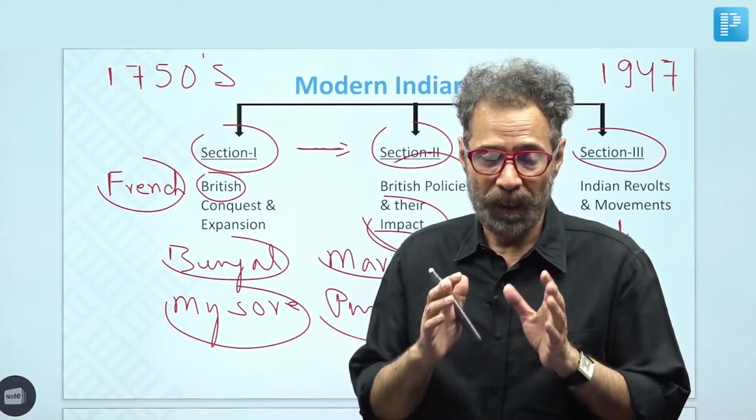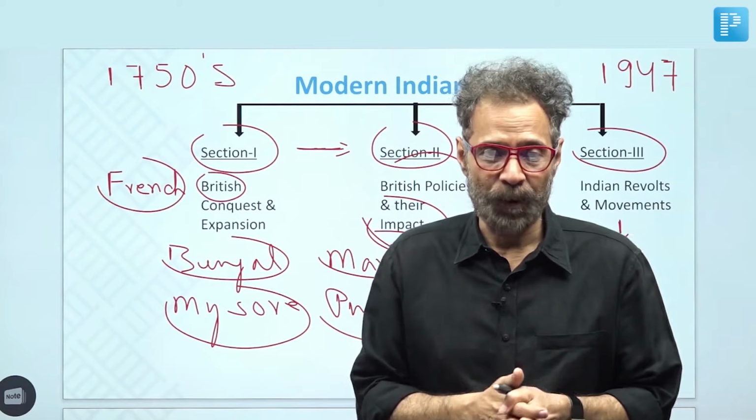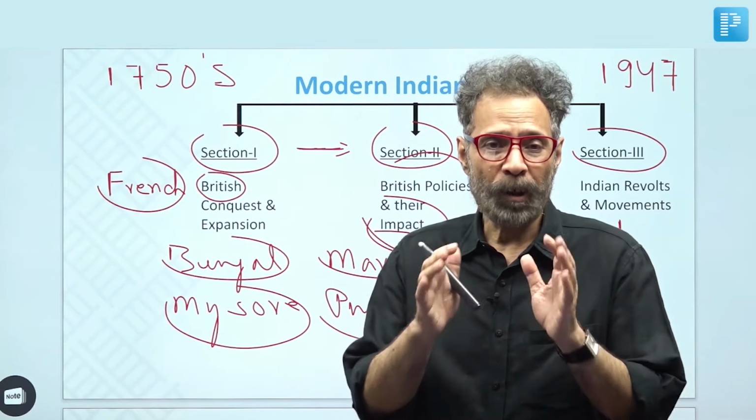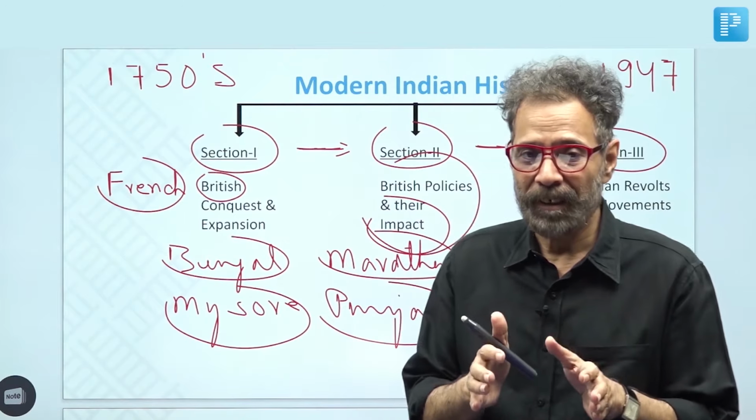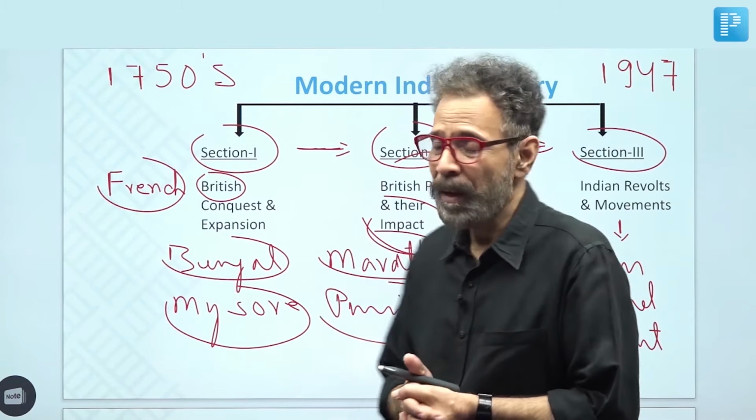We should know very well that out of this huge number of governors and governor generals, which governors and governor generals are relevant for the exam and to be focused on. Take a look.